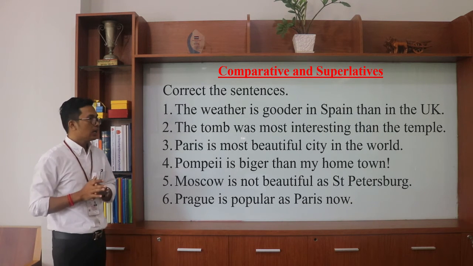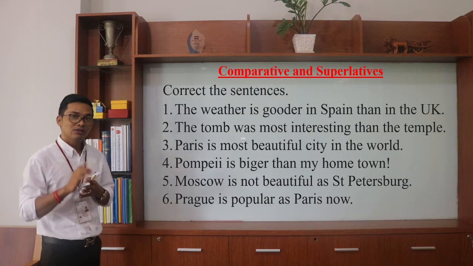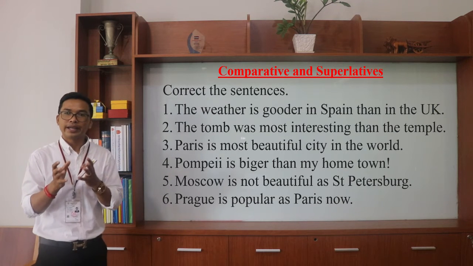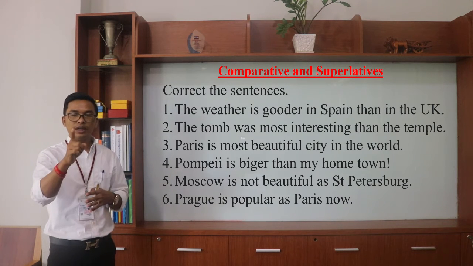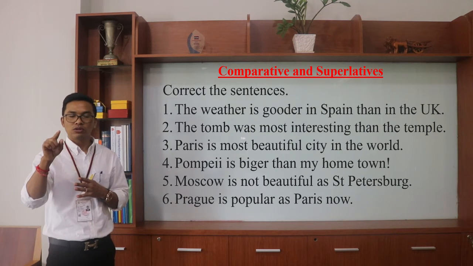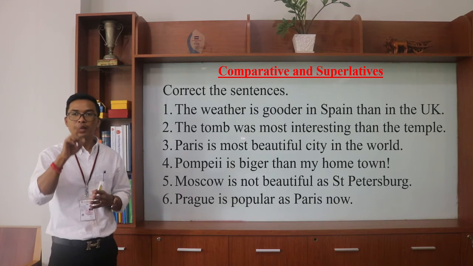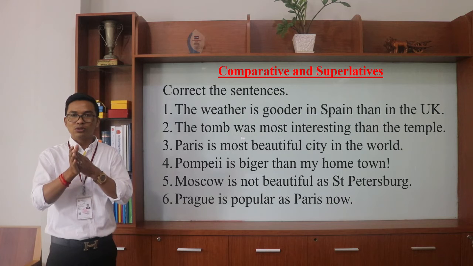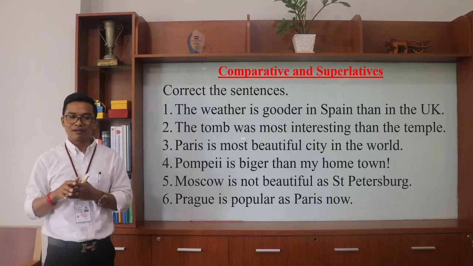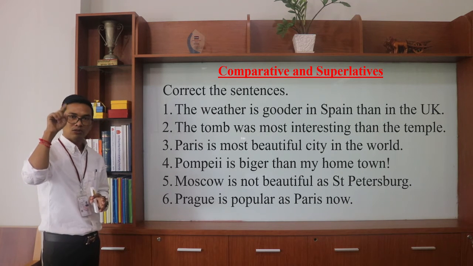And then number 4, Pompeii is bigger than. You see, bigger. Do you still remember the rule of adding er or est? When there is a one syllable adjective, and you want to use it in the comparative or add er or est, you have to double the final consonant. For example, big, you have to double the final consonant, it means double g, and then er. Right, the correct answer is Pompeii is bigger. You have to write bigger.